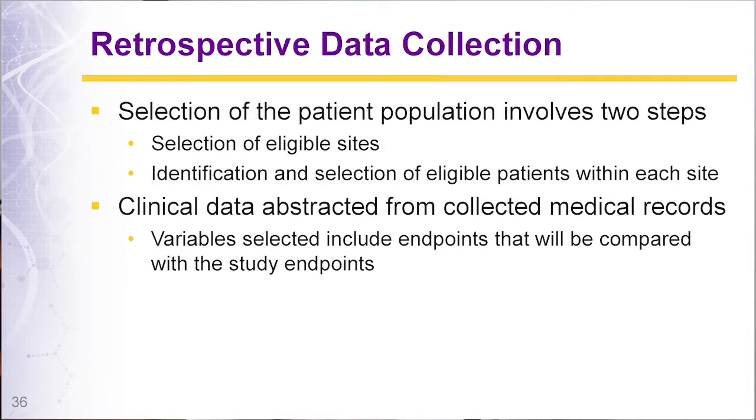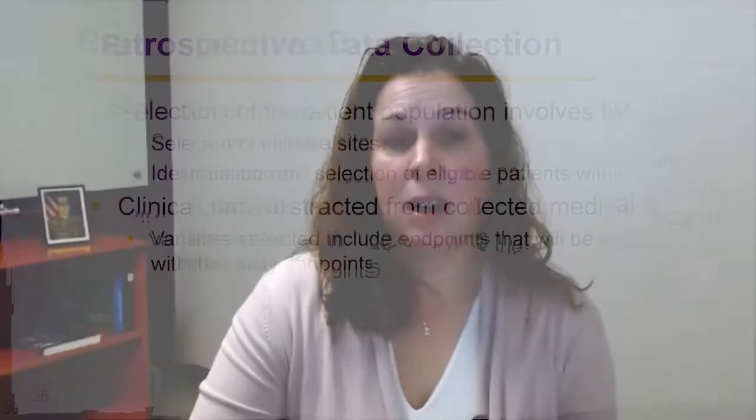The selection of the patient population from the retrospective database involved two steps: the selection of the eligible sites and the identification and selection of eligible patients within each site. This is typical of ultra-rare disease in which available data resides in a handful of centers of excellence worldwide. Once the patient population was identified, the clinical data was abstracted from the collected medical records. The variables selected to be extracted included endpoints that would be compared with the study endpoints. In particular, a scale that was validated for application retrospectively to the medical records was applied by medical experts.